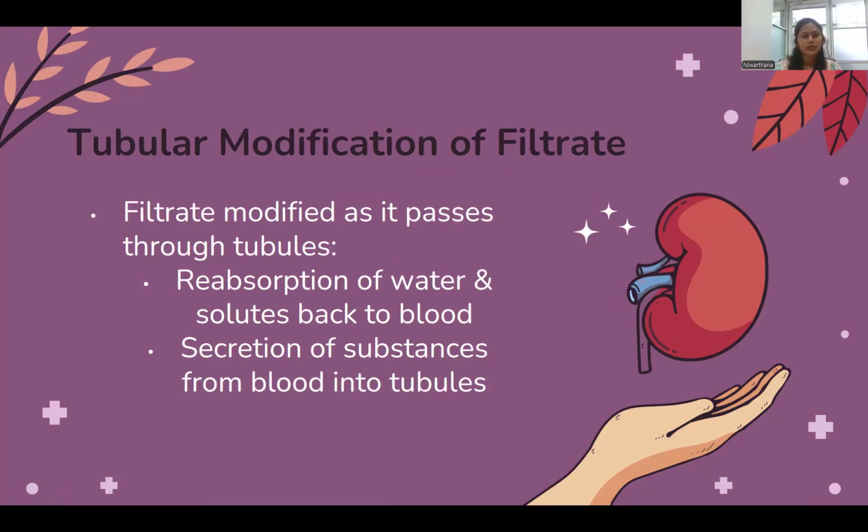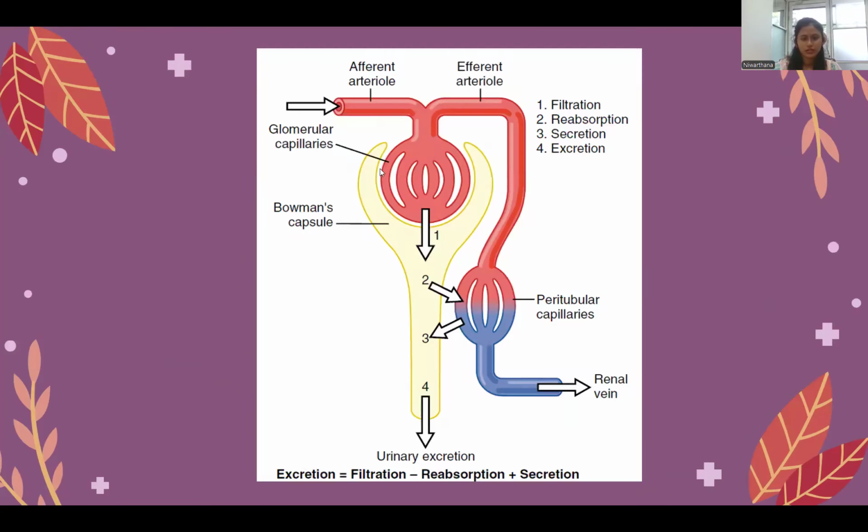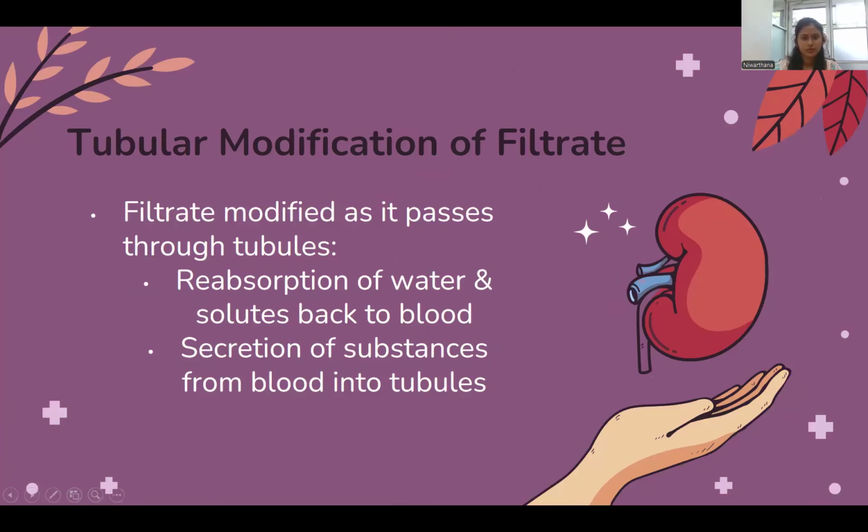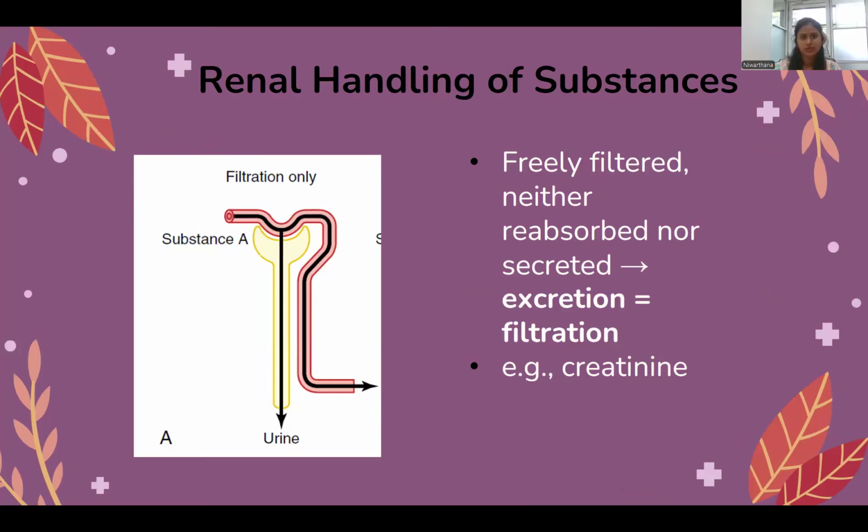Now, tubular modification of the filtrate. When this filtrate goes to the tubule, the reabsorption and secretion processes happen. There can be reabsorption of water and solutes from tubules to blood, and secretion of substances from blood to tubules. There are various kinds of renal handling of substances, basically four types. We are going to talk about each of these.